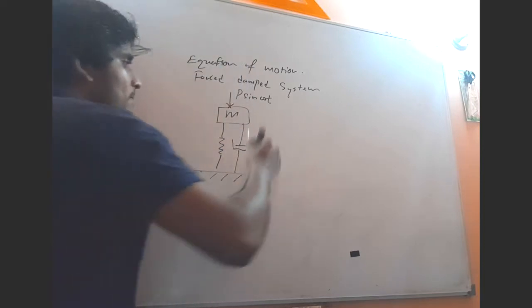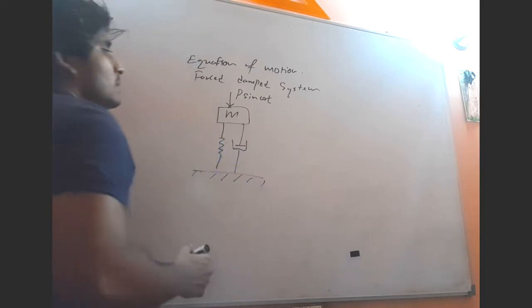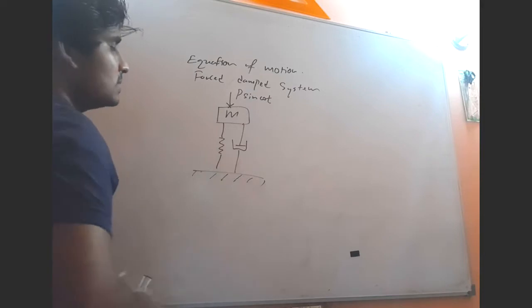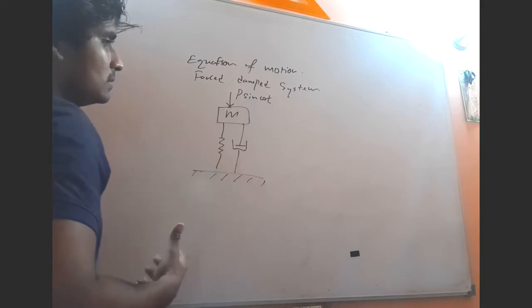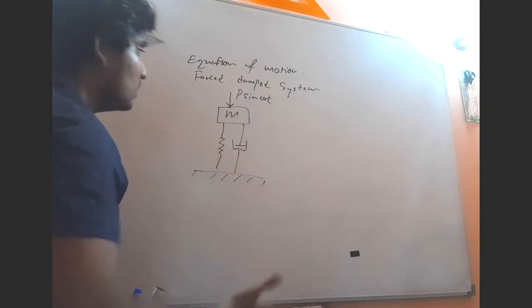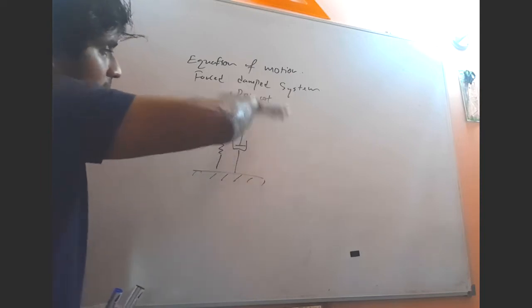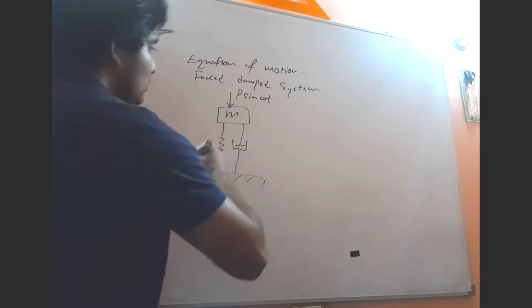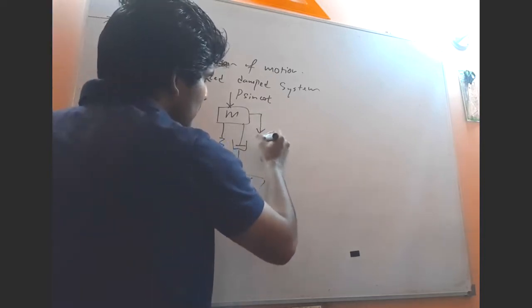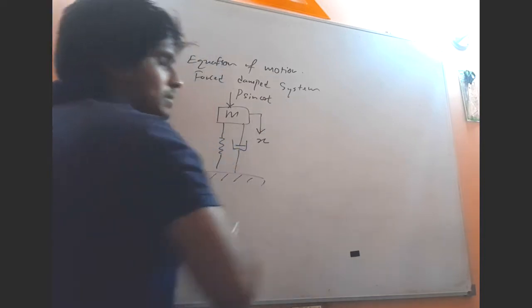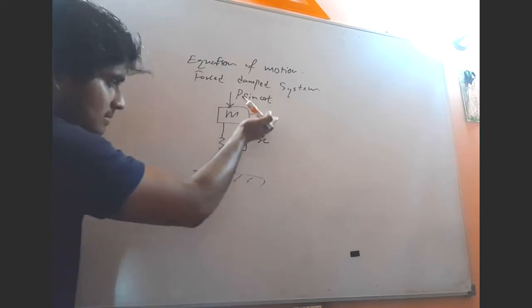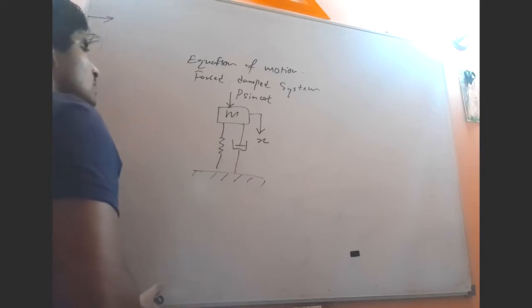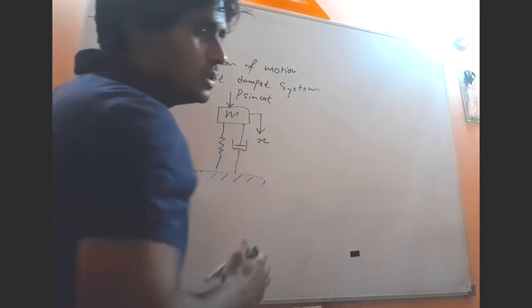Let's say because of this force acting downwards, the resultant displacement of the mass is along the downward direction. This is the direction of motion, so x is the displacement, downwards. Okay, so that means we are going to apply the equation of motion.